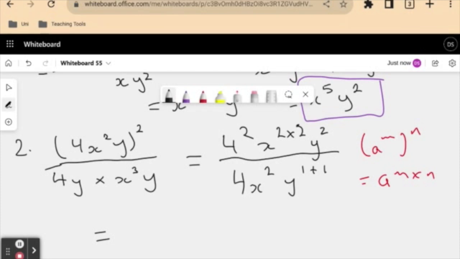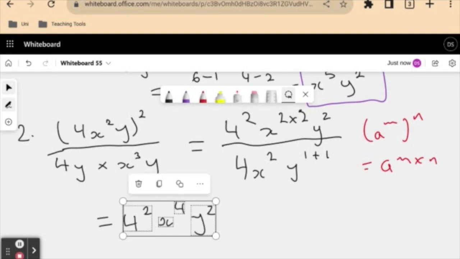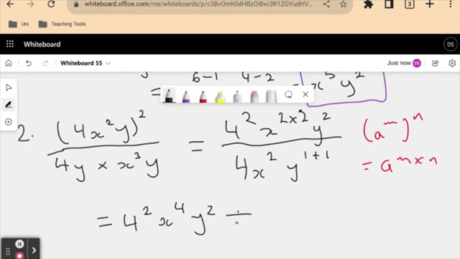So I'm going to have 4 squared here. Now, I could have written this as 16, but I've chosen not to just yet. You'll see why. I have x to the power of 4 and y squared. And that thing, actually, let me move this down a little bit. That is like now dividing by 4x squared y squared.